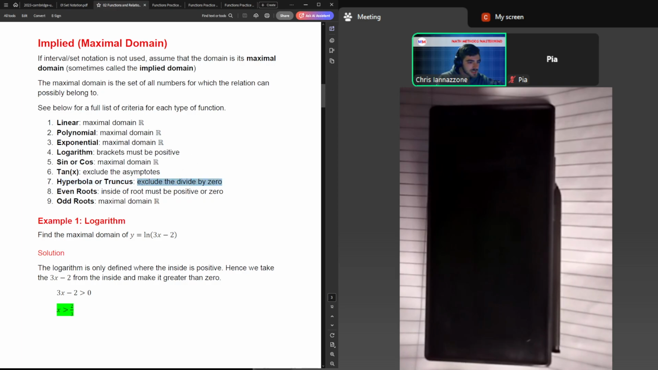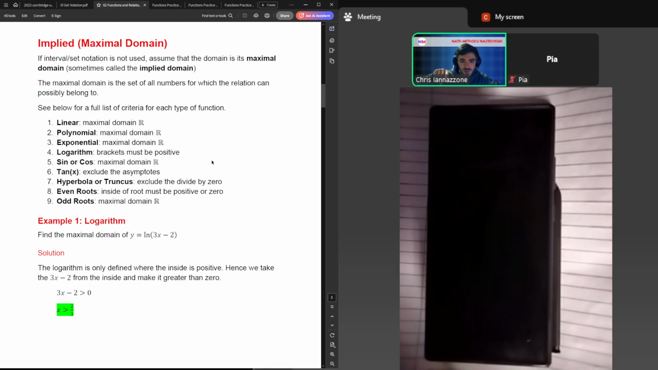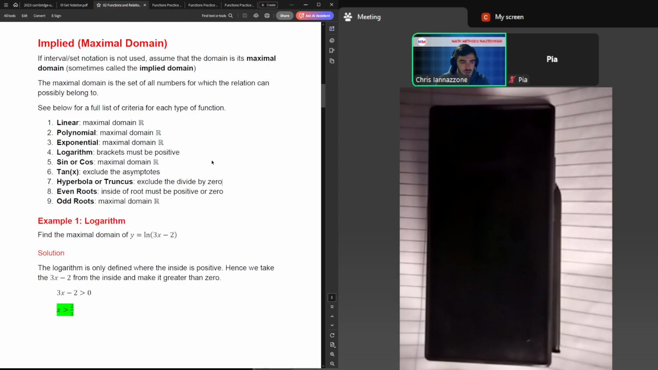Hyperbola, truncus, exact same thing. You want to exclude those asymptotes. To be more specific to the hyperbola or the truncus, you just want to get rid of that divide by 0 possibility. So you have your 1 over x or you have your 1 over x squared. Whatever would cause that denominator to go to 0, you want to get rid of that possibility.